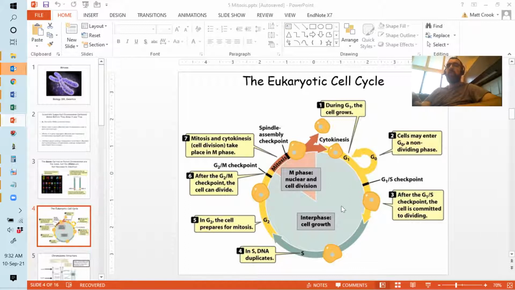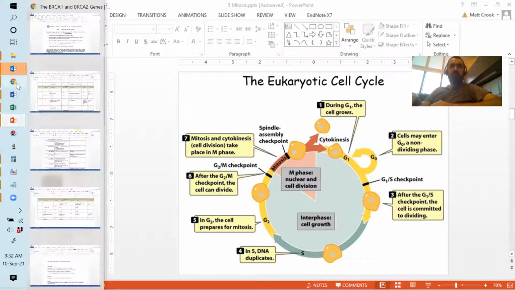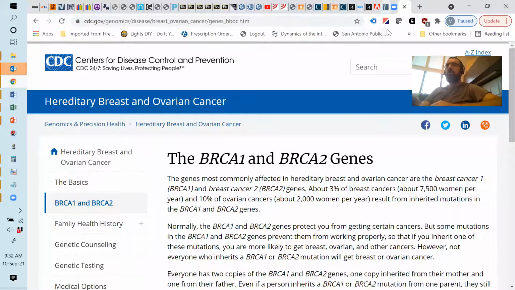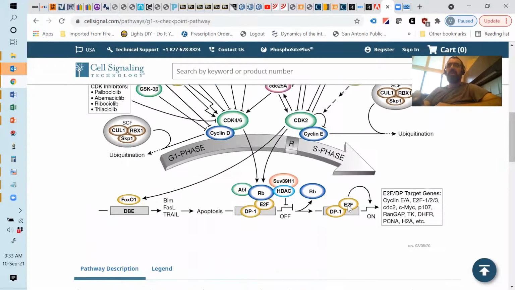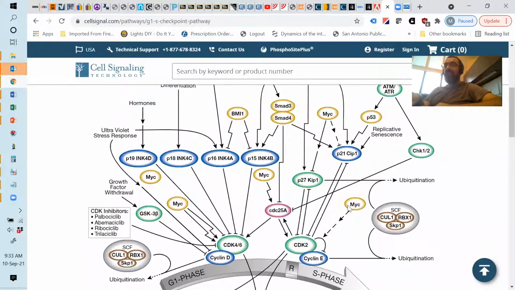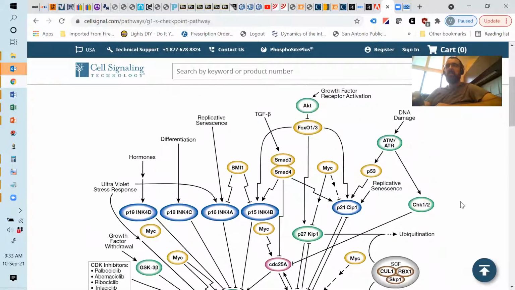And these two checkpoints are controlled by a whole bunch of other stuff. I was actually reading up on various checkpoints because this is something I kind of know about, but not as well as I probably should. Look at that. You can't even see all of it on a page.